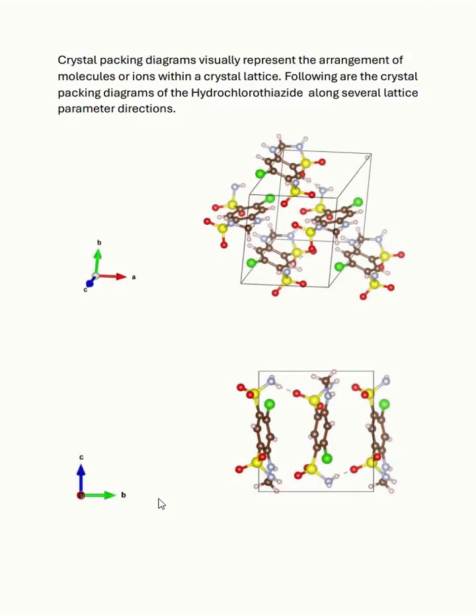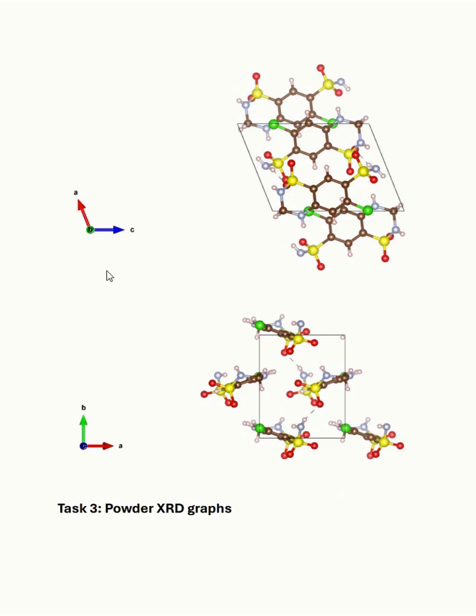So these are the crystal packing diagrams of the drug with various different orientations. So this is hydrochlorothiazide in a lattice, along several lattice parameter directions. So this is a random direction, and when it is observed from the a direction, it looks like this, and if we observe along b, we get this type of unit cell, and along c we get to observe this type of cubic close packing of the drug in the unit cell.